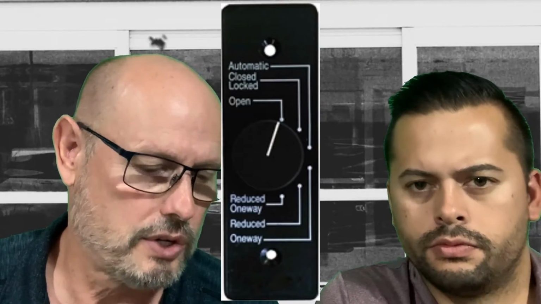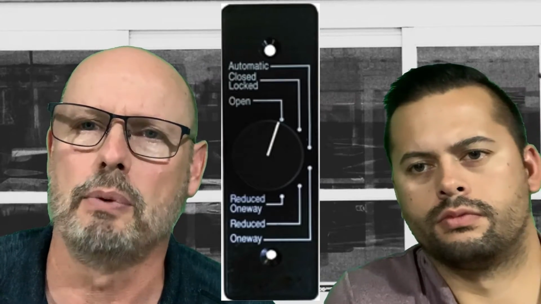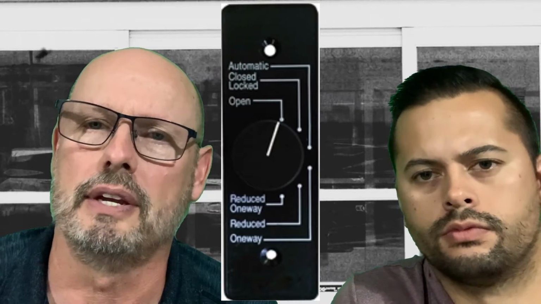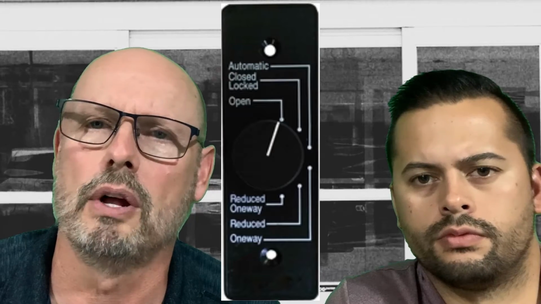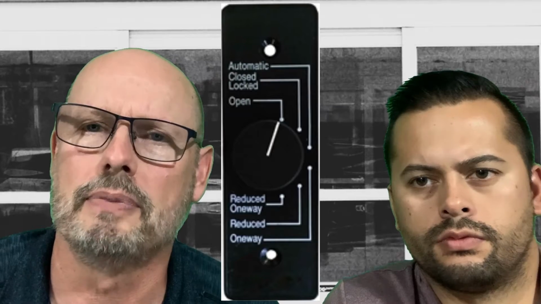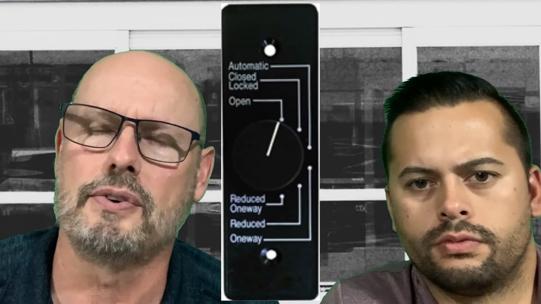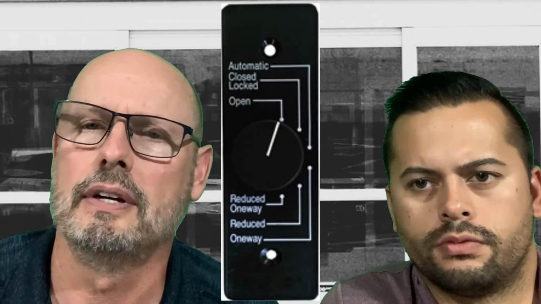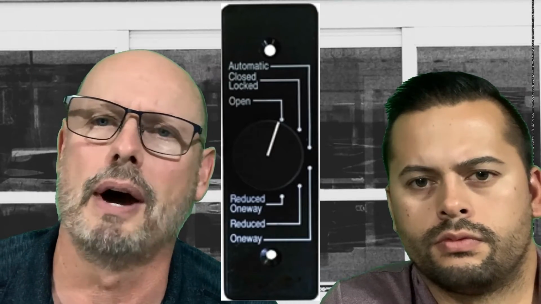The last position is one-way, which is the same as the one-way reduced opening, with the exception that it does not have a reduced opening. It will open the door fully, but it will only open the door in one direction. And that also may be set up in your facility if you have an entrance and an exit as a one-way traffic door, depending on which direction you want the people to come in or go out.